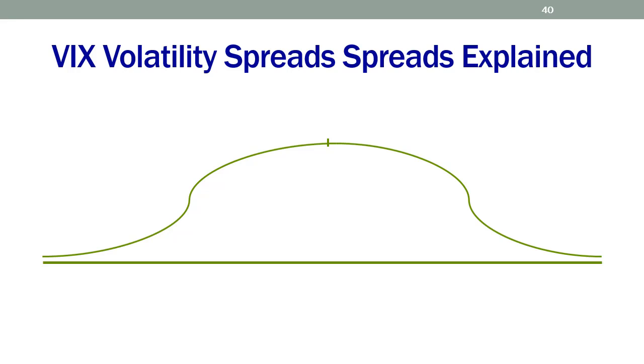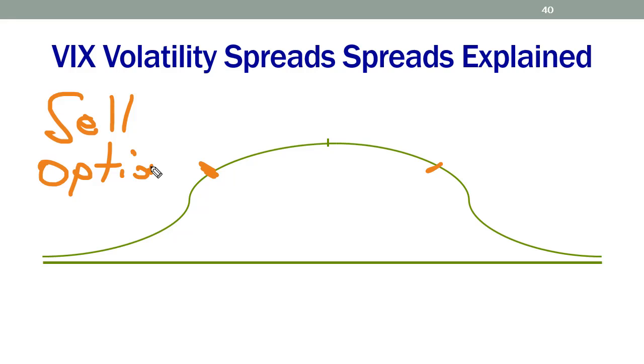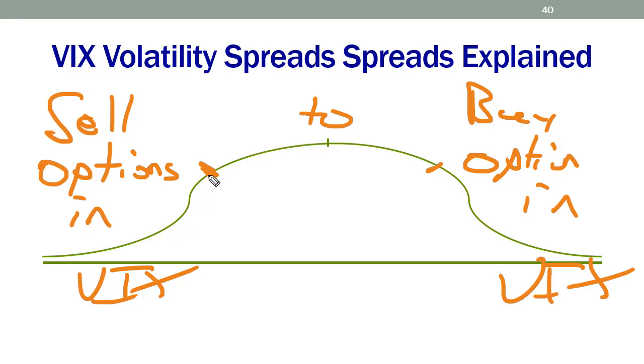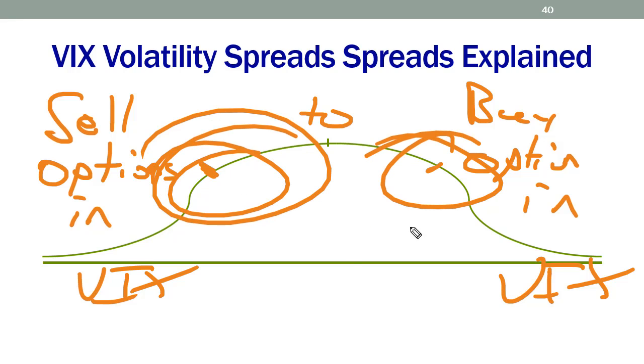There's a product called the VIX. You can actually trade the VIX. When I trade the VIX, I'm going to tell you exactly what I do. When the VIX is at the right level, I go out, and I'm just going to explain it this way. I sell options in VIX. Why do I sell options in VIX? To buy options in VIX. I'm selling over here to buy over here.